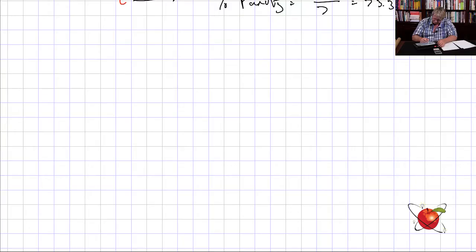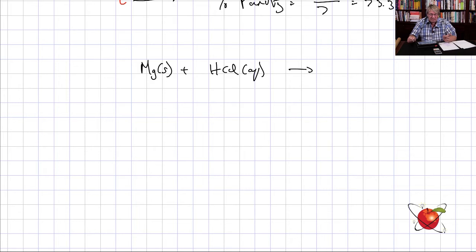They've said magnesium plus HCl aqueous. Okay, and what is this going to give us? We've got a metal plus an acid gives us a metal salt, right? Magnesium chloride plus hydrogen gas. Correct? Everybody should be happy with that at this stage of the game.